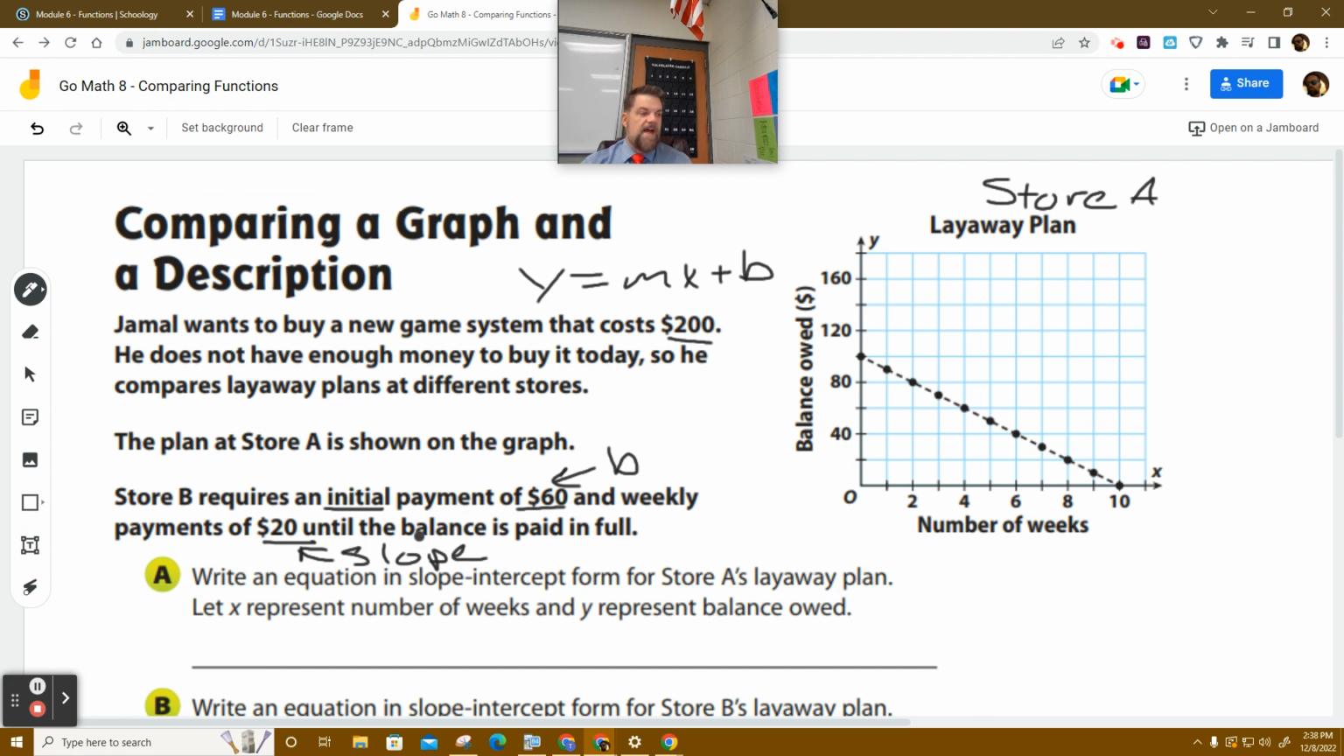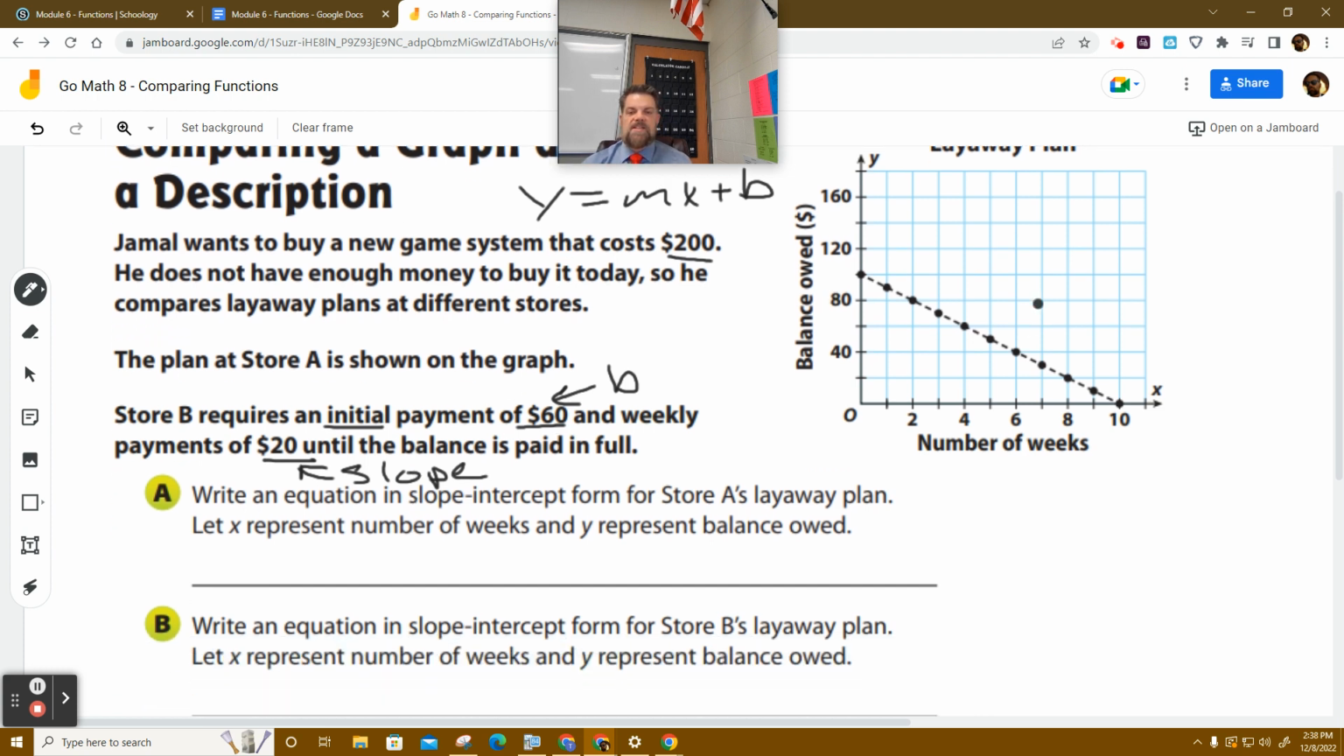Okay. So now, what is this graph? Well, the y-intercept here, b, is equal to 100. And I can find the slope because if I go, this is 1. So it looks like I go down 10 over 1. So my slope is equal to negative 10 over 1, which is equal to negative 10.